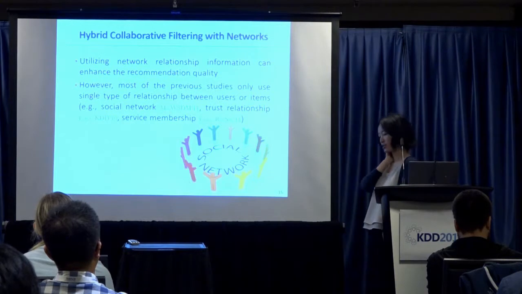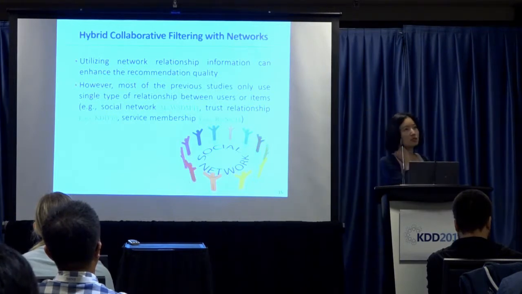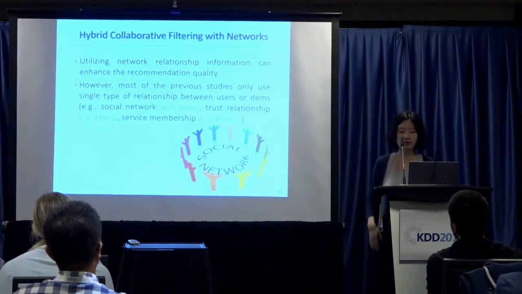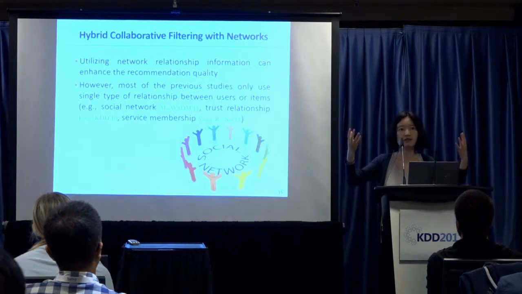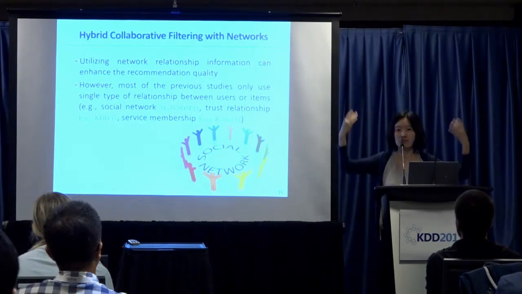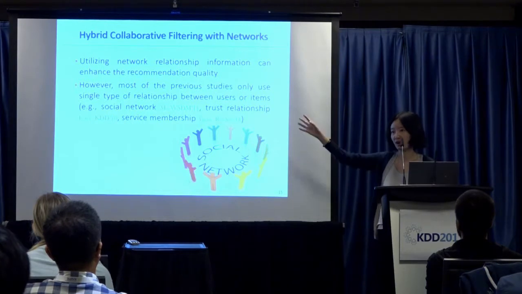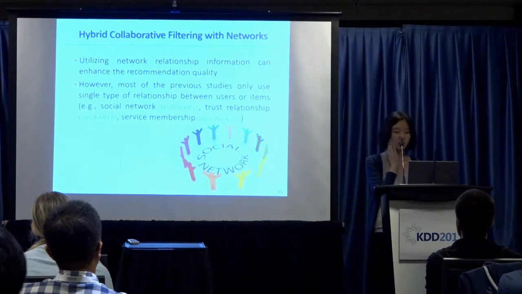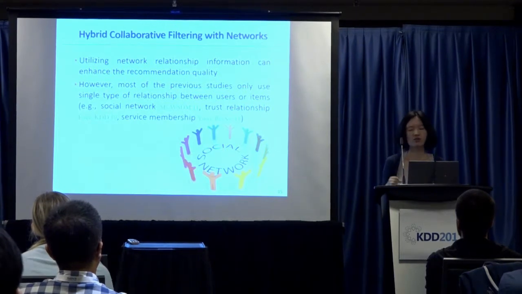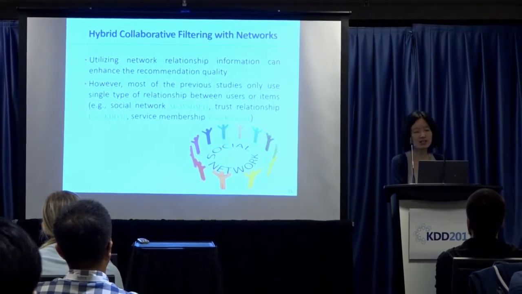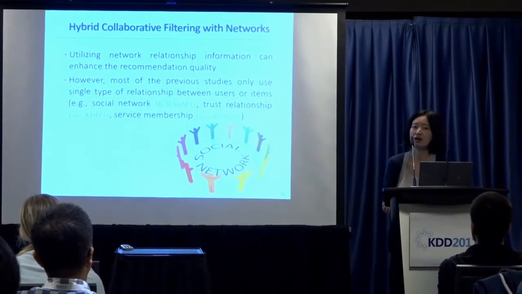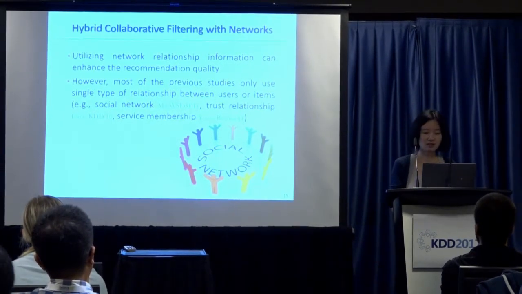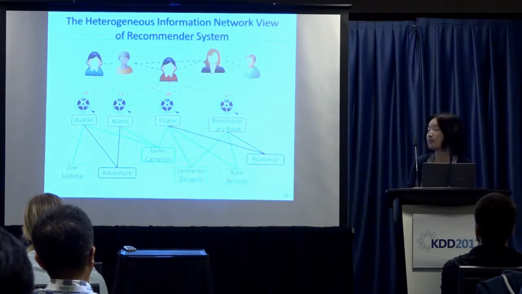If you look at the problem, we have this user-item network, and the users and items are embedded in some other bigger network. They connect to other entities with different relationships. So how can we leverage that information? Before us, there were some interesting studies that tried to utilize network relationships to further enhance recommendation, but they didn't really consider the heterogeneous setting.